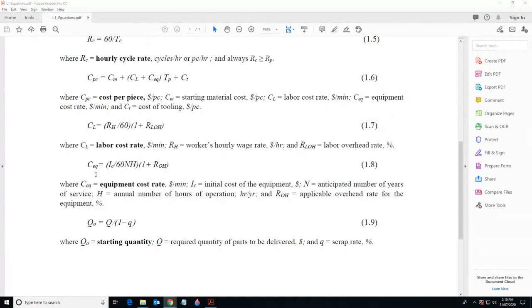Same for the equipment cost. Again, we've got IC, which is the investment cost, the purchase price of the machine, divided by 60 for the conversion of the units to minutes. And then we've got N, which is the number of years when this machine will be used, say the lifetime of the machine in years. And H is the number of hours of working in 1 year. And again, we have an overhead cost, as I said, for running the machine, and that is referred to as ROH.